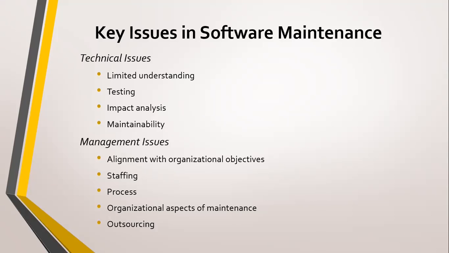In software maintenance, we can divide our key issues into two parts: technical issues and management issues. We can find many technical issues like limited understanding, testing, impact analysis, and maintainability. Those factors belong to the technical issues. The other part is management issues: alignment with organizational objectives, staffing, process, organizational aspect of maintenance, and outsourcing. Those are some management issues.